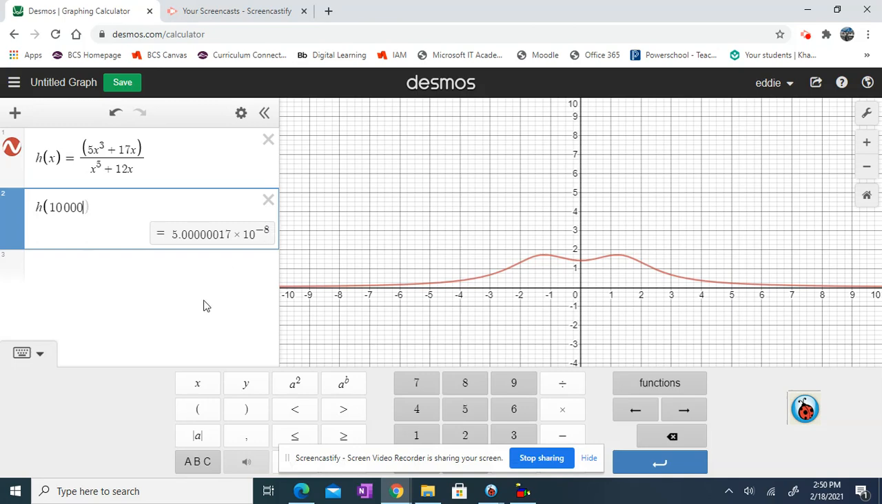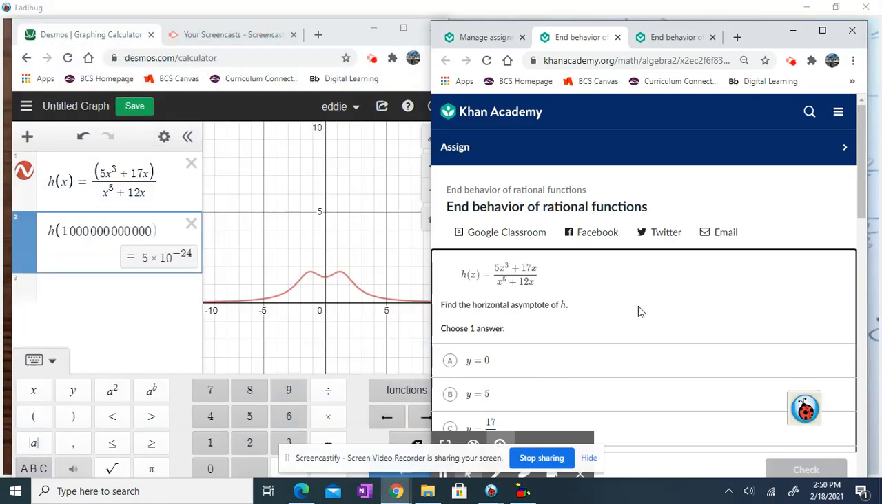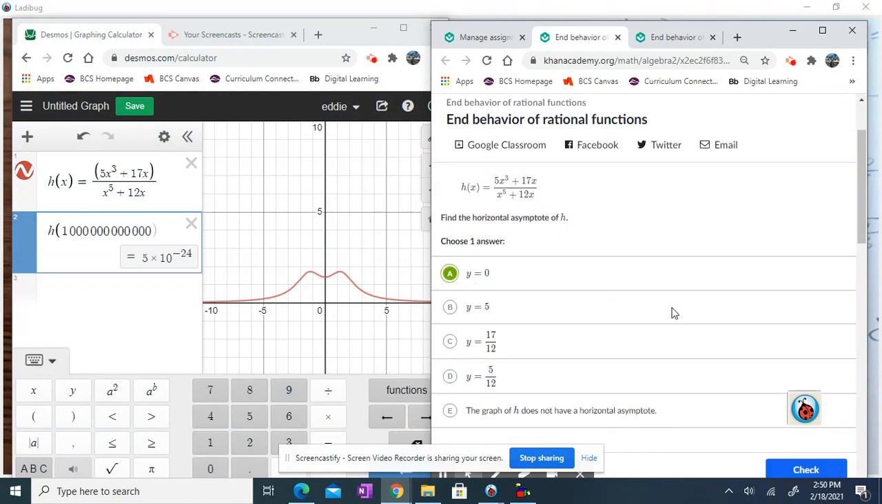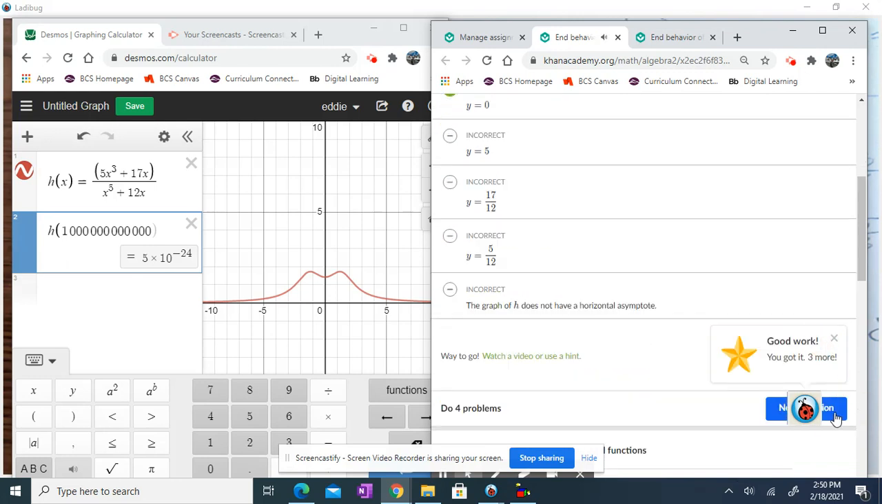So that means 0.000000005, and so on, right? So as I'm plugging in an x value, as it gets bigger, your y value is getting really close to 0, but it will never reach 0. Okay, so the question is, find the horizontal asymptote, and it is y equals 0, right, which is the x-axis. Next question.